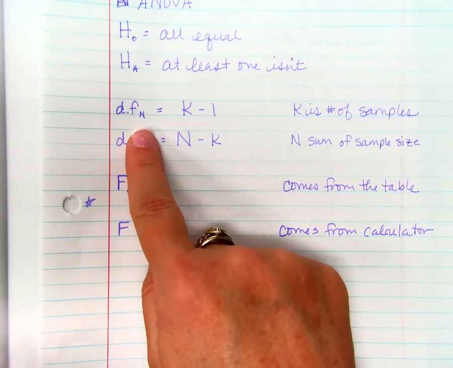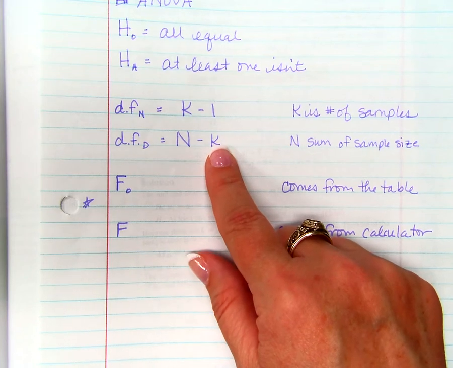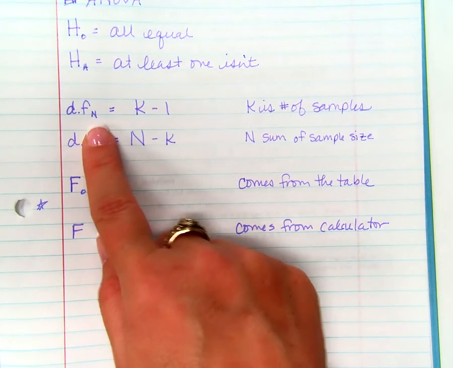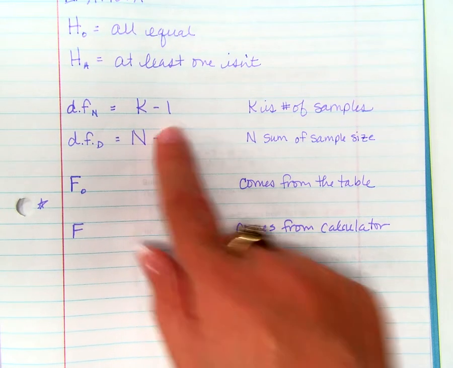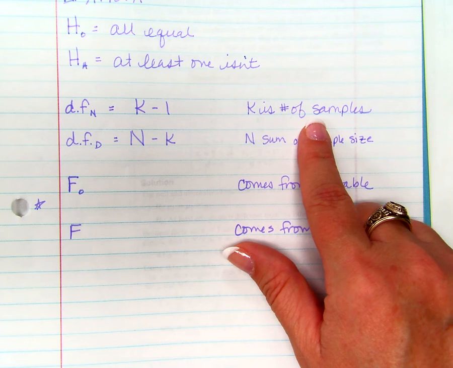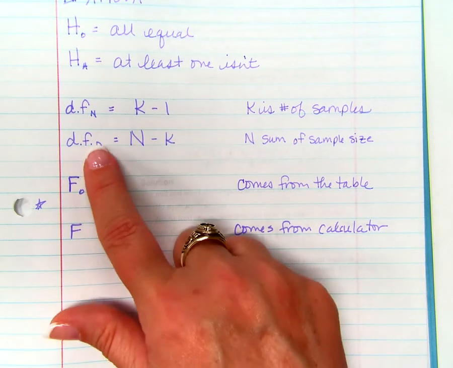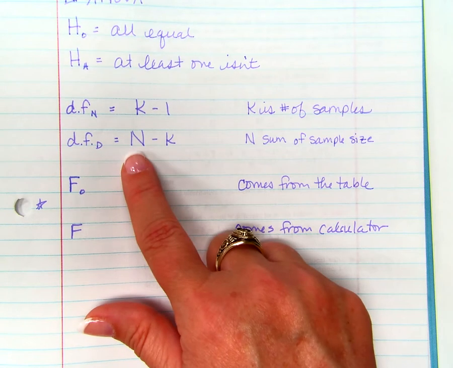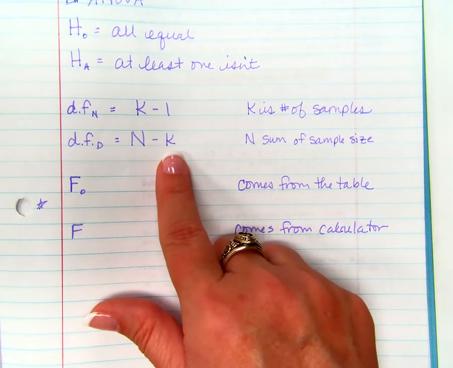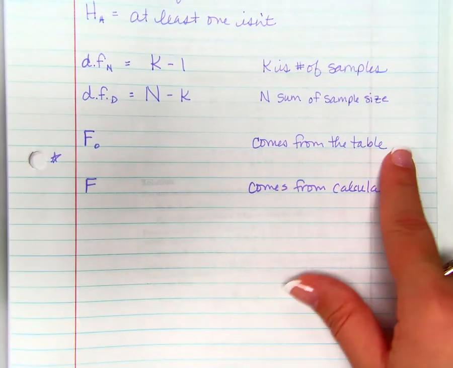Degree of freedom of numerator. We still have the same sort of notation, but this time they mean something different. Degree of freedom of the numerator this time is going to be k minus 1. So k is going to be the number of samples that you have. How many samples, how many possibilities do you have? Make that minus 1. Degree of freedom of the denominator is going to be the total, the sum of the sample size minus how many samples you have. Okay? F sub 0 again is going to come from the table.